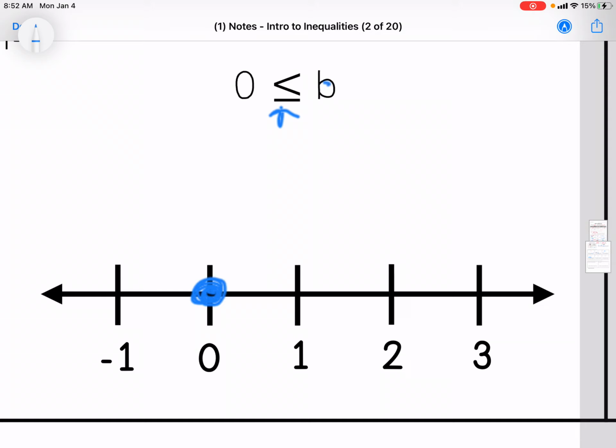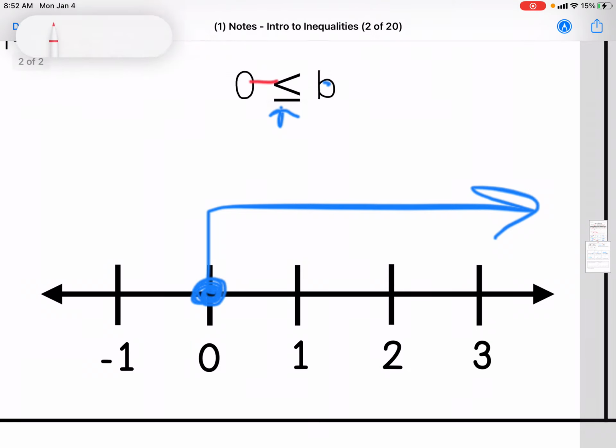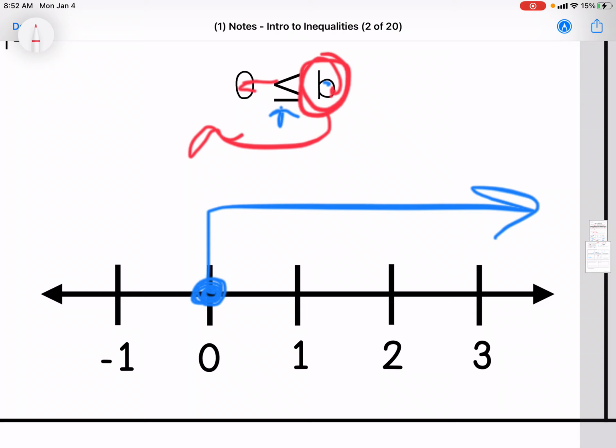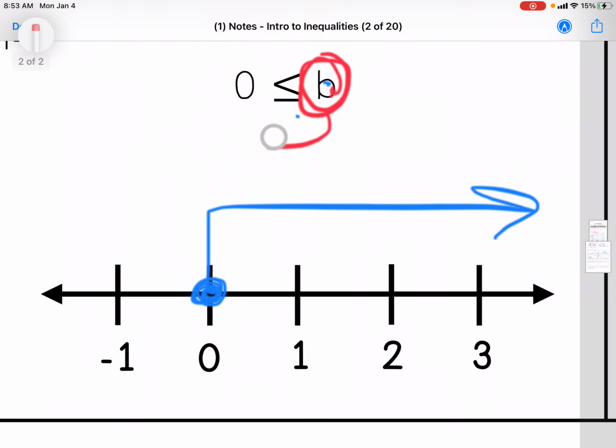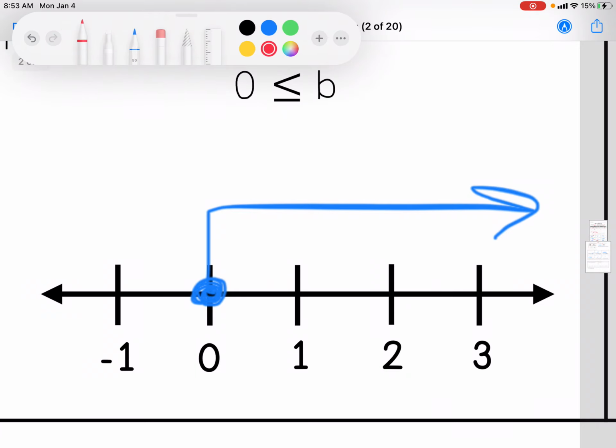Okay. Now, B is greater than. How do I know it's greater than? Because the alligator is eating the B, so it's greater than. Greater than goes to the right. Well, Coach, you just said you can go with the arrow. Well, only if the variable is on the left side. Okay? If you want to use the trick, then you got to be careful when you're using the trick.